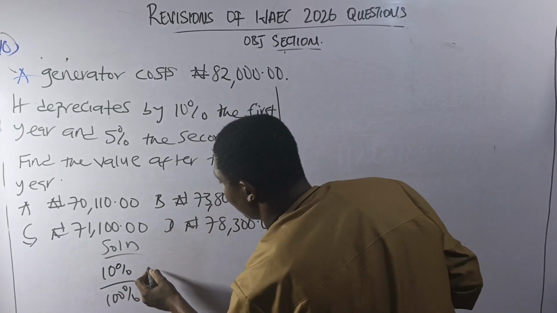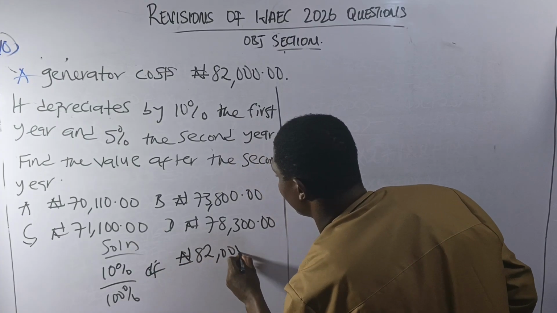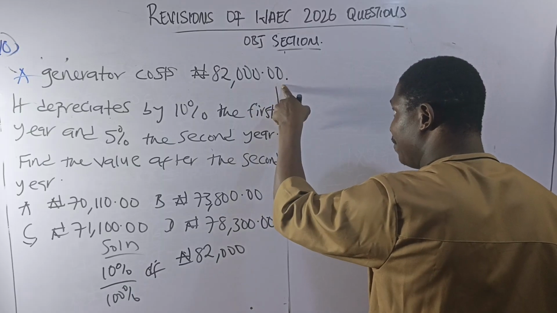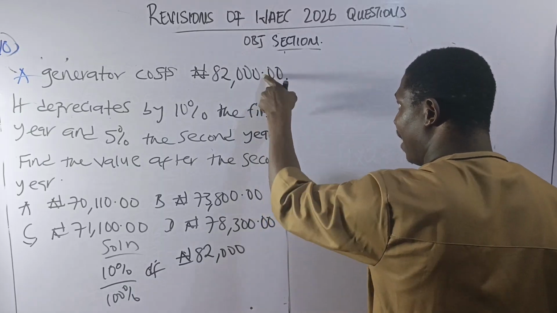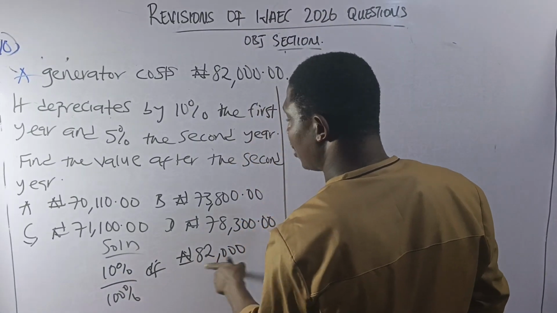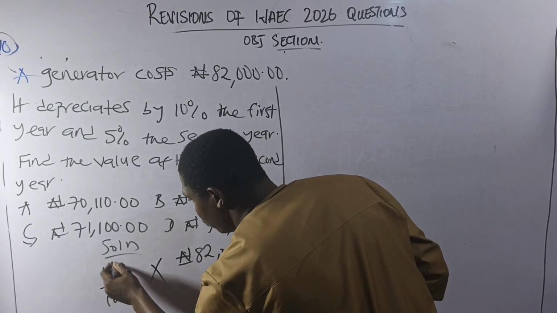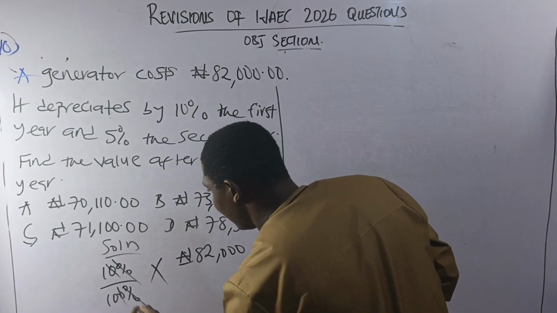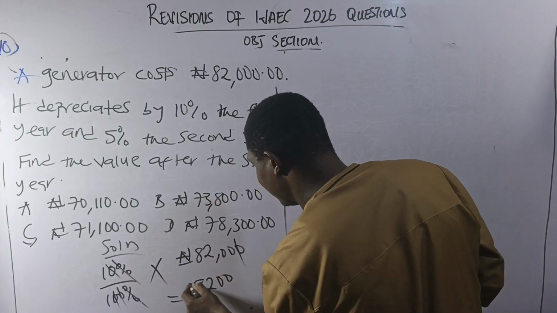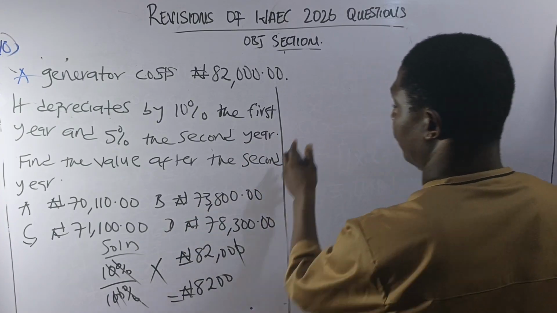of this amount, 82,000. The 0.00 does not matter. If it was 01 or 00 something, it would matter. But since it's 00 that ends it after the decimal point, it does not matter. So I have 10% of 82,000 as this. So "of" is what? Multiplication. I can put this. Percent we cancel percent. This 0 can cancel this 0. And this can cancel this. And I'll have what? 8,200 as the depreciation.